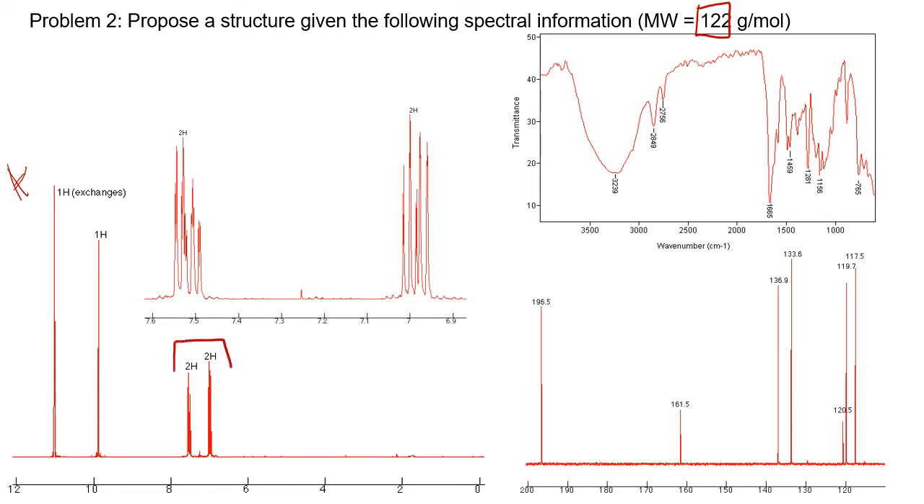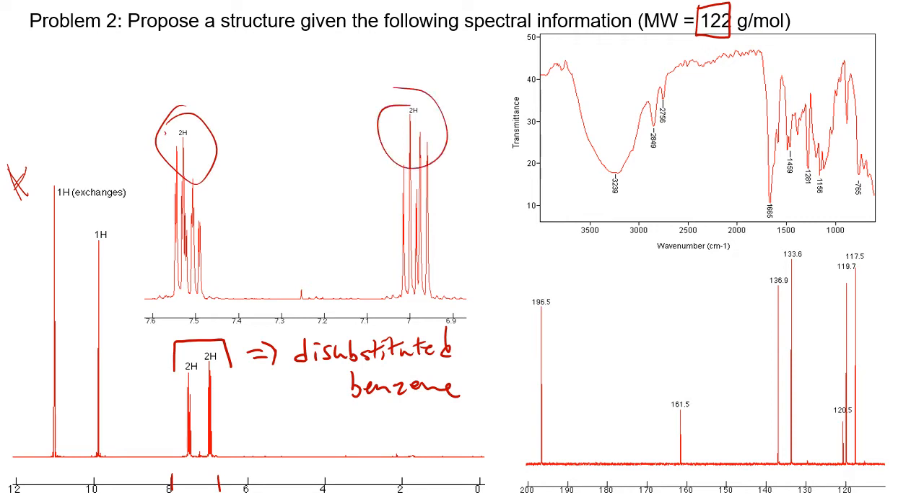One is that we have 4 H's in this aromatic region, around 7 to 8. So we have 4 total hydrogens. This points to a disubstituted benzene ring. The disubstitution is not para, because if you look at these signals blown up, they're not nice doublets like we typically expect for that situation.